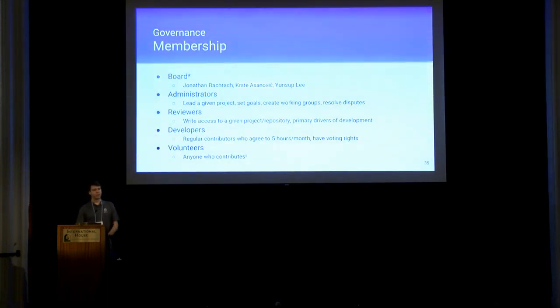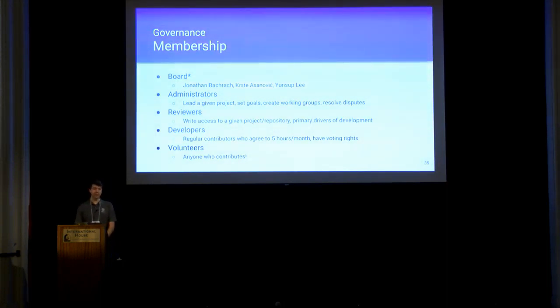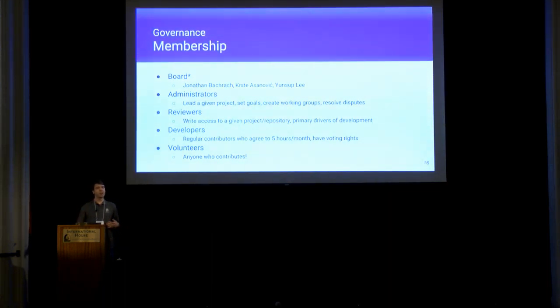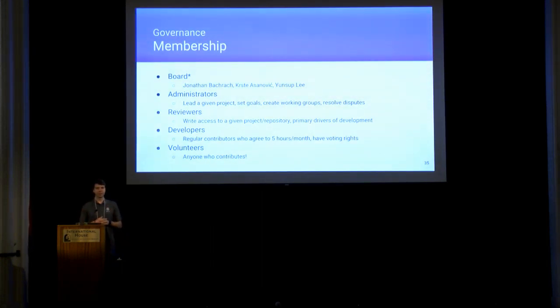So then we have reviewers who basically are people with write access to a given repository, and they're the primary drivers of development. We have developers who are people who are regular contributors who agree to 5 hours a month, and we're looking for feedback on this, but we're trying to have some requirement in order to make it possible to give people a vote. So developers have voting rights, and in exchange for those voting rights, they're expected to do some amount of contribution.